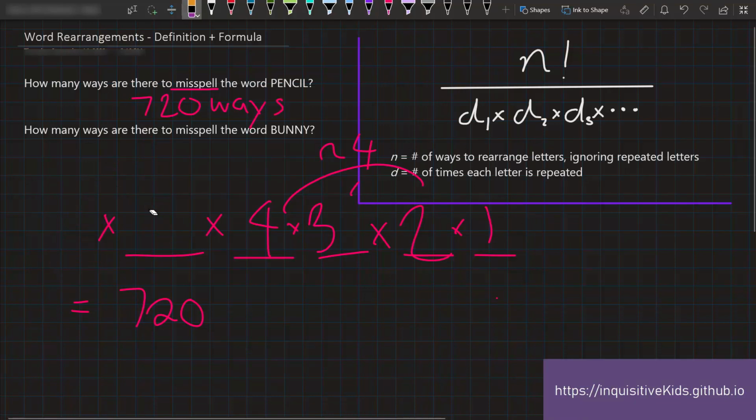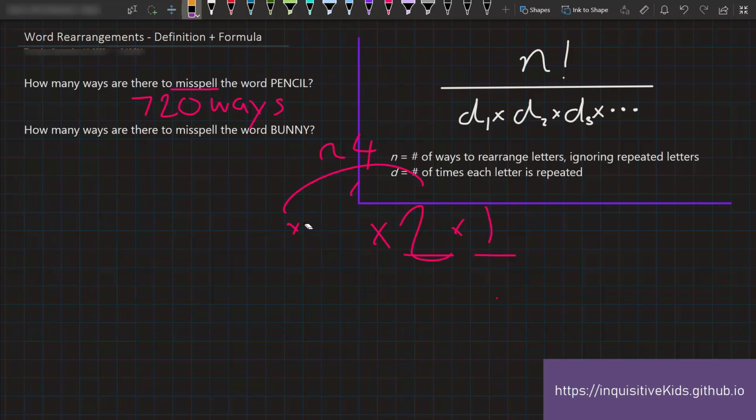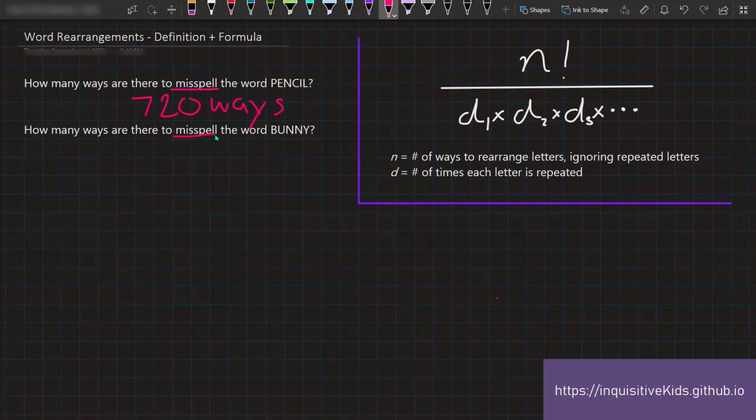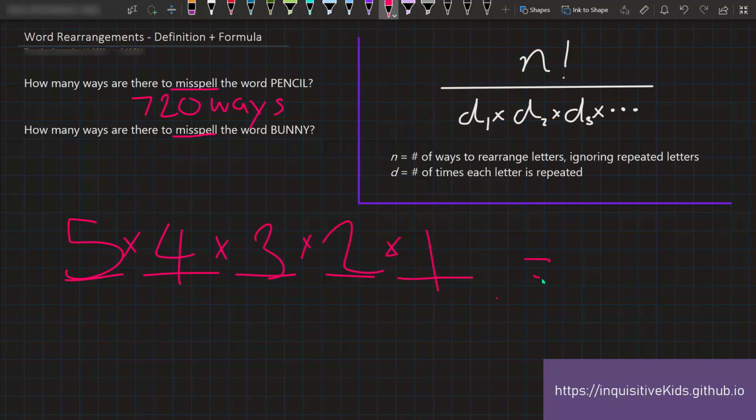Now let's try another problem. So far this is pretty easy if you have watched our permutations videos. Let's look at the word bunny. How many ways are there to misspell this word? We can see that there are 5 letters in the word bunny, so we can use the same way that we just used before. The first spot will have 5 options, then 1 less, which is 4 times 3 times 2 times 1. This gives us 60 different ways.